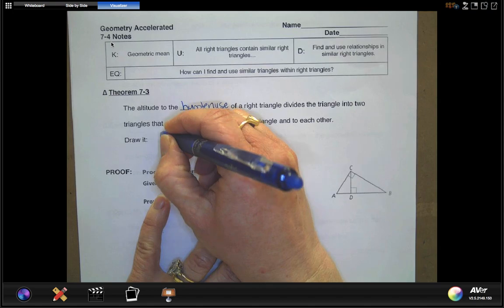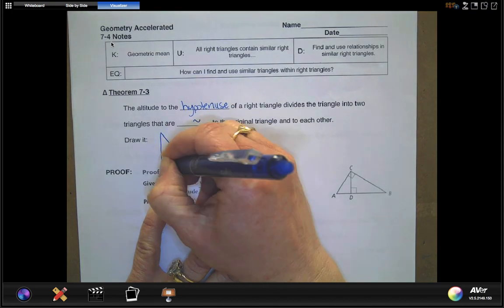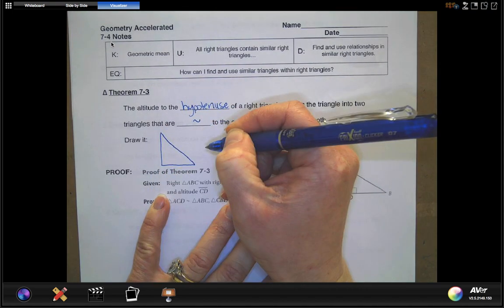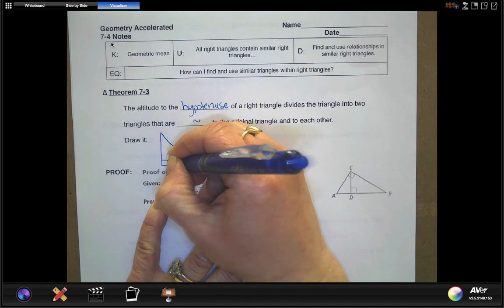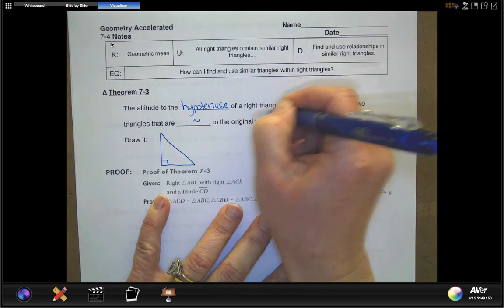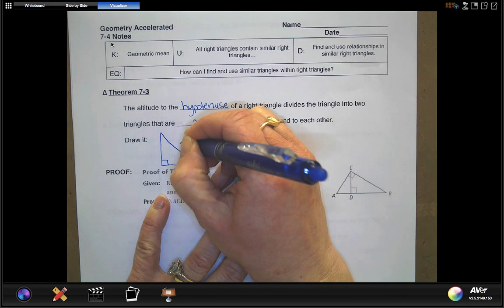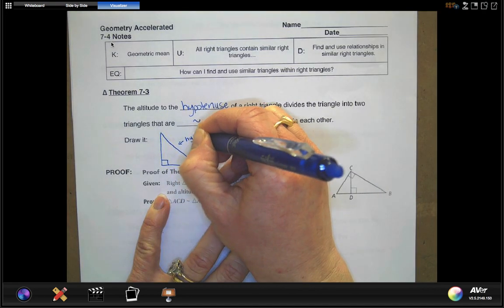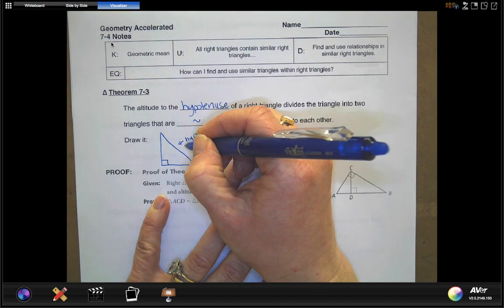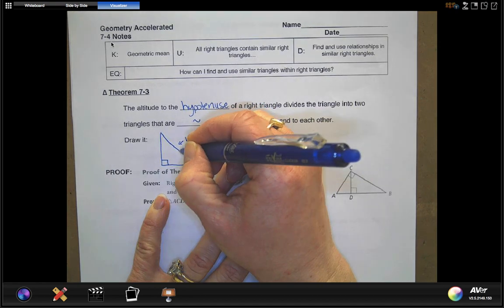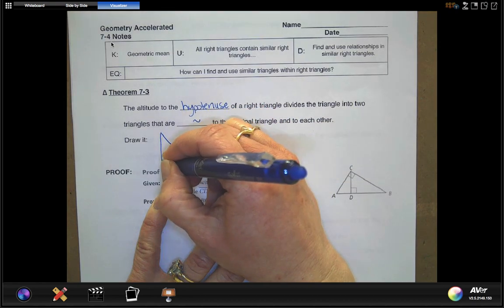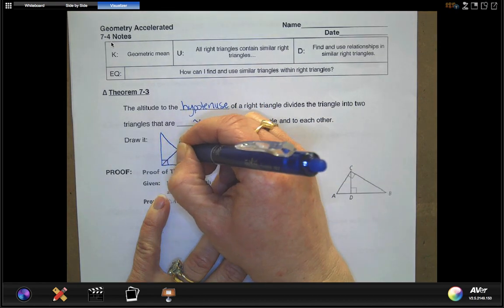So I'm going to break apart the one below, but here's my picture. Here's my right angle, so it has to be a right triangle. Here's my hypotenuse. So then it says the altitude to the hypotenuse. So remember, your altitude starts at a vertex and it has to be perpendicular to the opposite side.